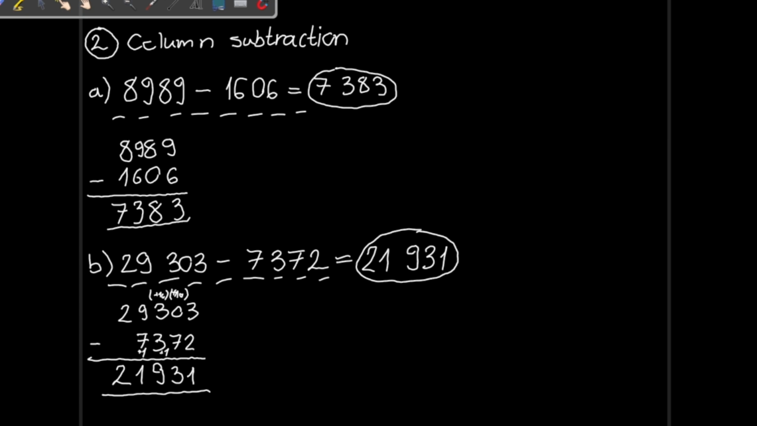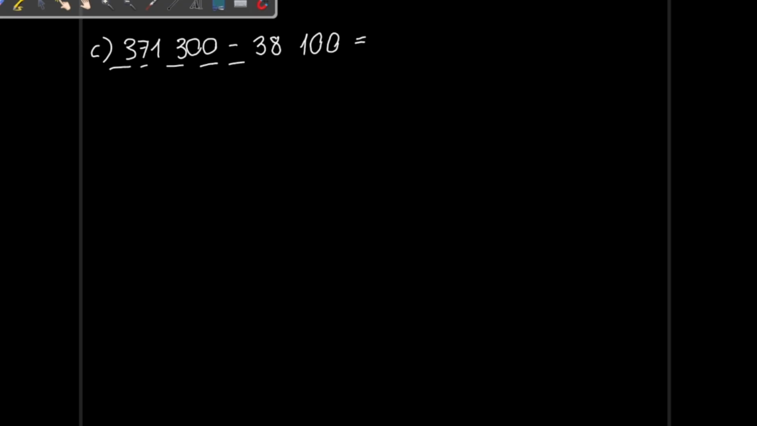Alright. Let's go to the next example. We have 371,300 minus 38,100. Alright. And we will try to find the difference here. Okay, so the first number comes here, minus the second number. This one is 5 digit.